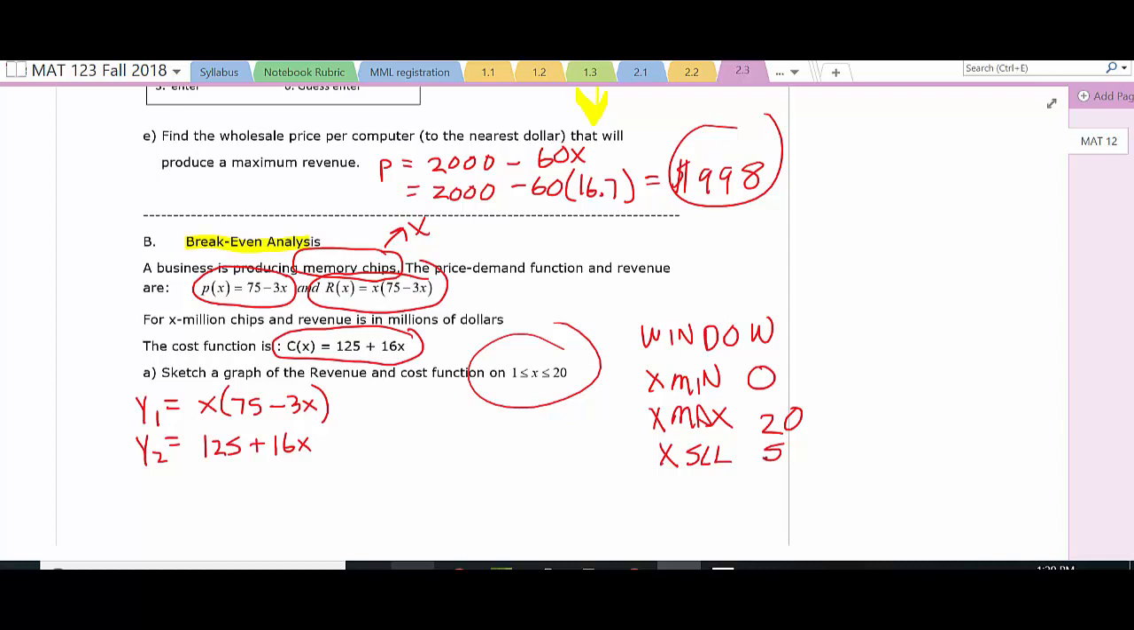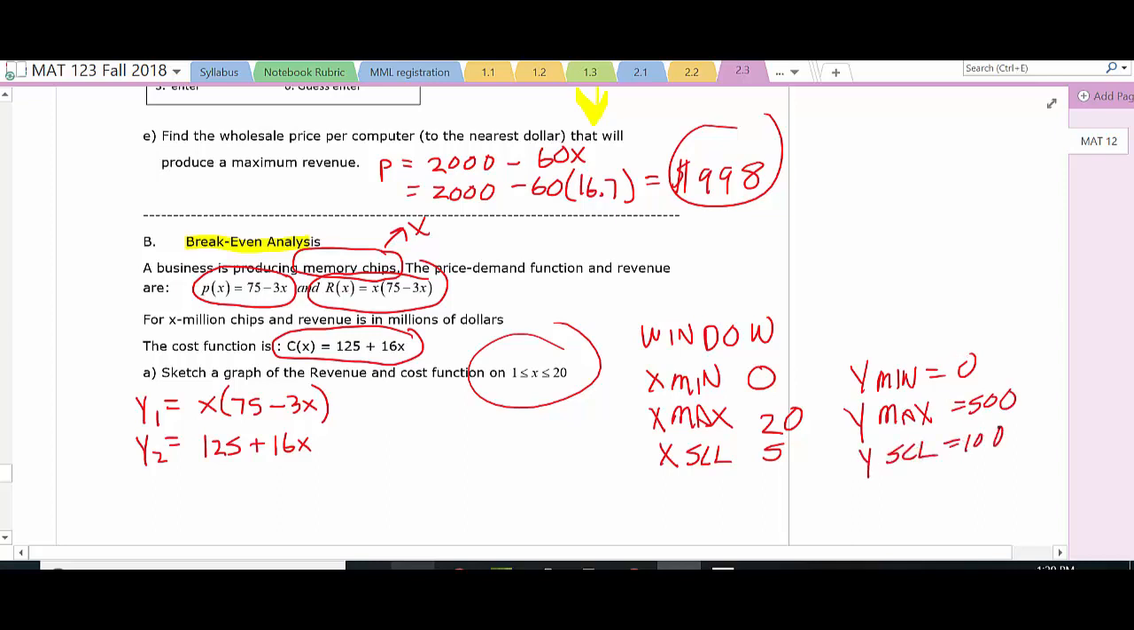So what we're going to do then is, for the y, go ahead and go y min is 0, and then y max, let's put in 500. And then for y scale, let's put in 100 like that. Once you get that put in, type graph, and then we'll take a look at what we have here. You should see a parabola and a line, and that line should be intersecting that parabola in 2 points. Is that what you're seeing? Okay, good.